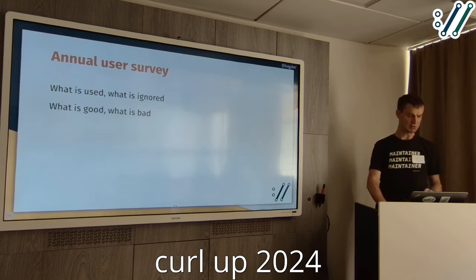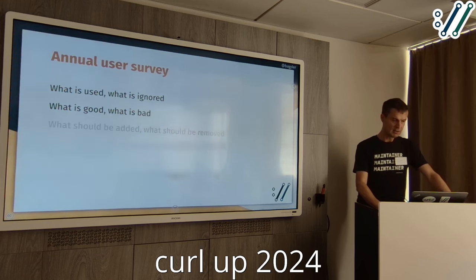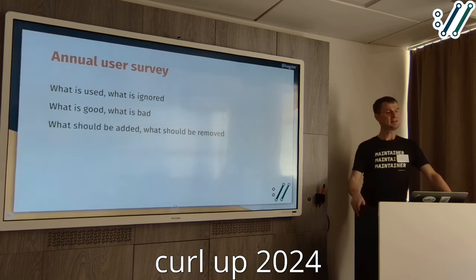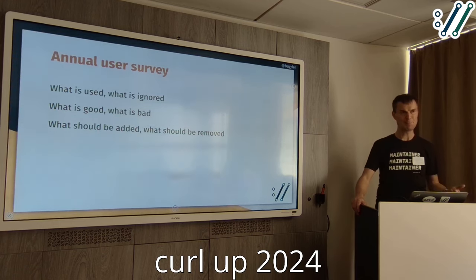There are trends, of course, so some things can be detected, like H2 and H3 slowly getting more used over the years and so on. But it's still basically the only way we have to actually ask users and figure out what users are using, doing, want, don't want. But difficult.